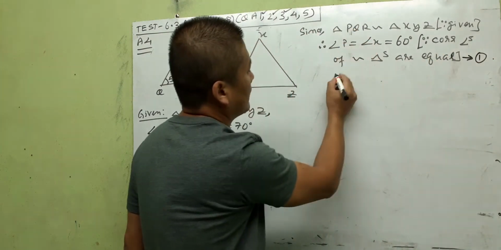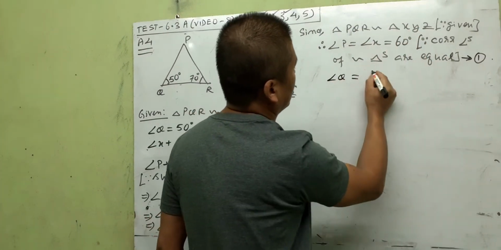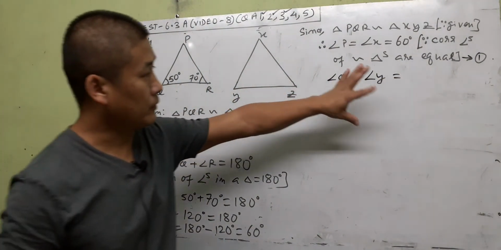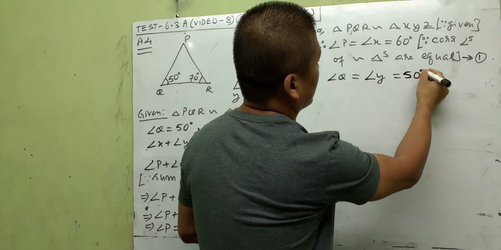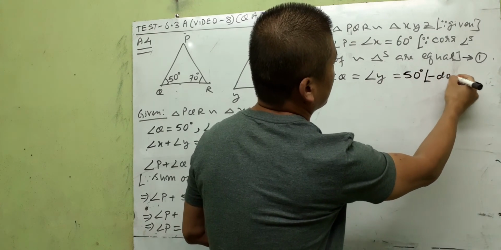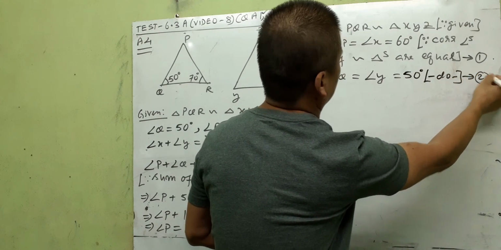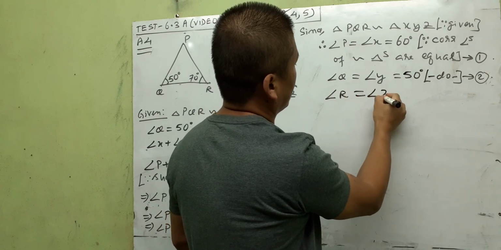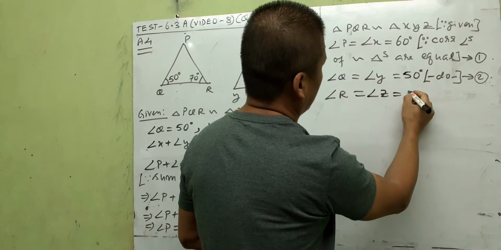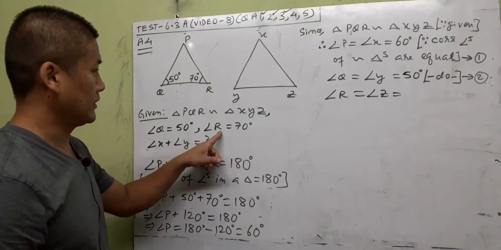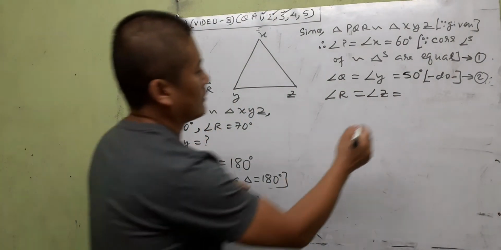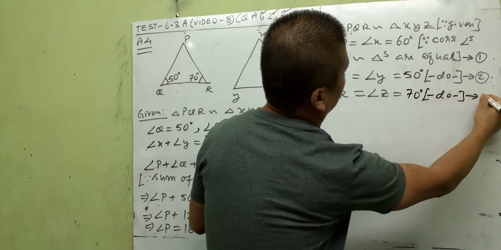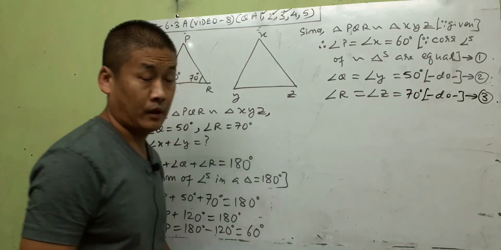Then second letter here, angle Q, second letter here, angle Y. Now Q is already there, see 50. So if they are equal, both of them will be equal to 50 degree. The reason is the same reason, corresponding angle. So equation number 2. Third letter, angle R equal to angle Z, let us say. Third letter, and here R is given 70. So we write here, both of them 70. Reason is again, corresponding angles are equal. Equation 3, let us say.